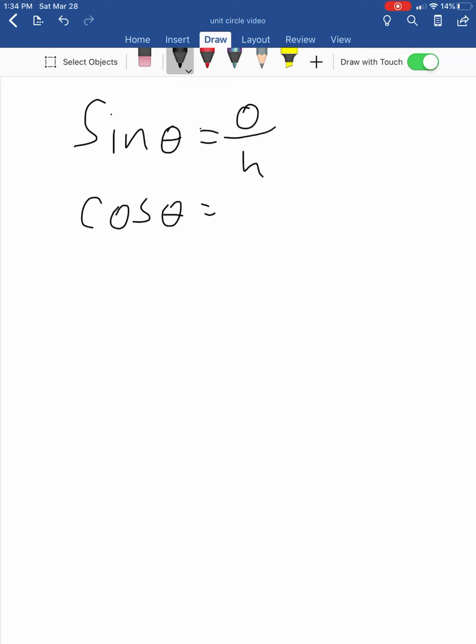Let's start over. So we got sine is opposite over hypotenuse. Cosine, adjacent over hypotenuse. Tangent is opposite over adjacent. And you have your reciprocal functions too.